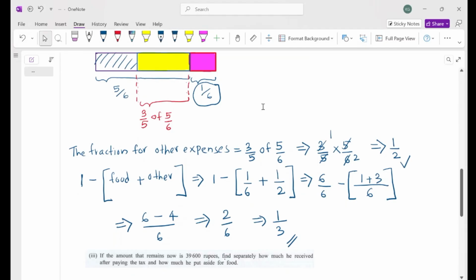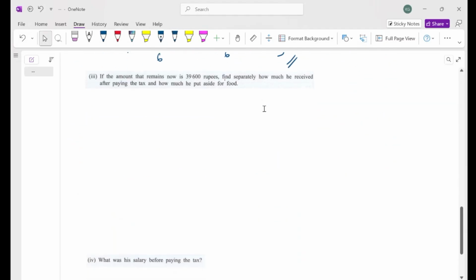Now let's move into the third question. If the amount that remains now is 39,600 rupees, find separately how much he received after paying the tax and how much he put aside for food.